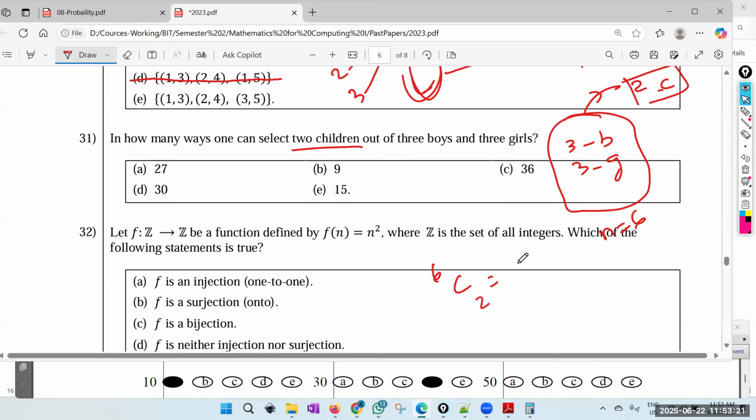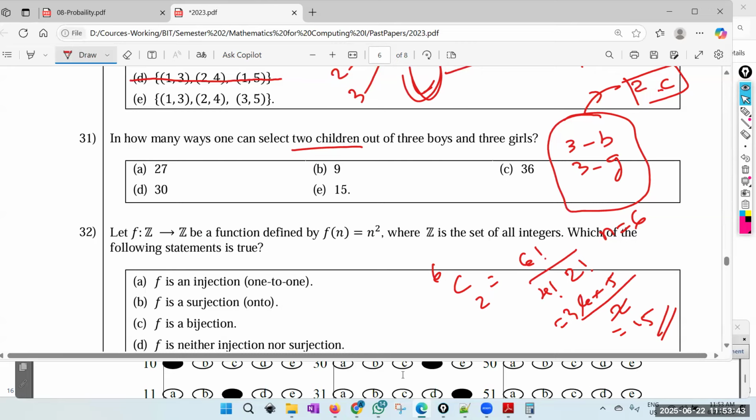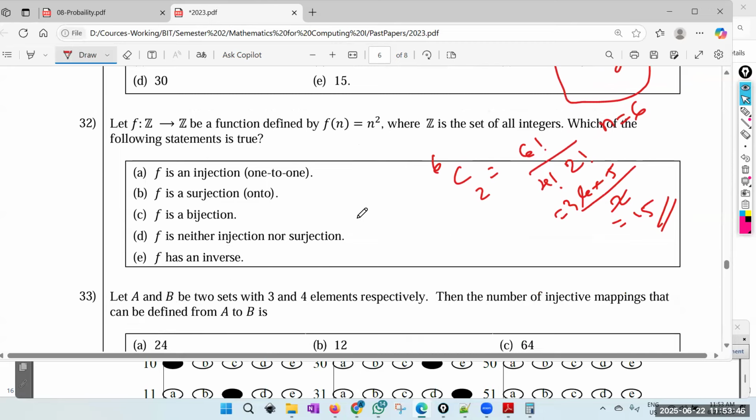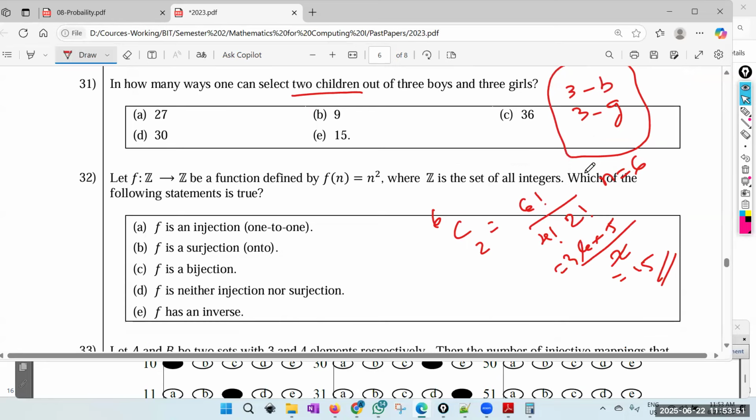6C2 is factorial 6 divided by factorial (6 minus 2), which is 4 factorial, times 2 factorial. Right. So then 6 times 5, the rest of the stuff cancels out, and then divided by 2. 15 ways. 15 possibilities. E. Yes, E. This is actually to confuse you. They have given boys and girls, but they don't restrict. There are no restrictions on the number of boys and girls in the selection.